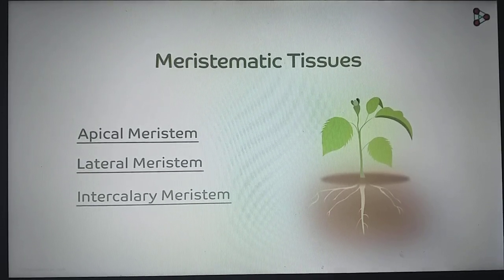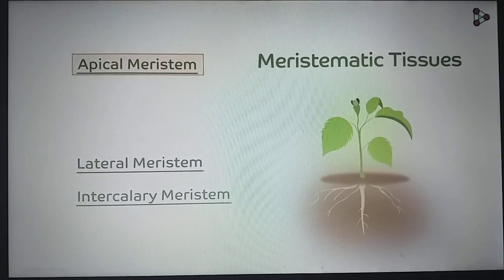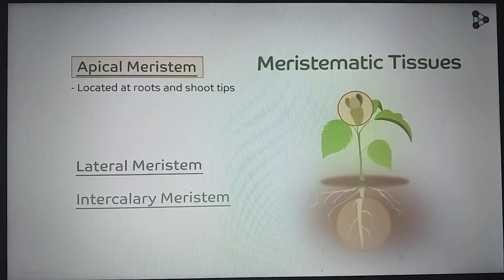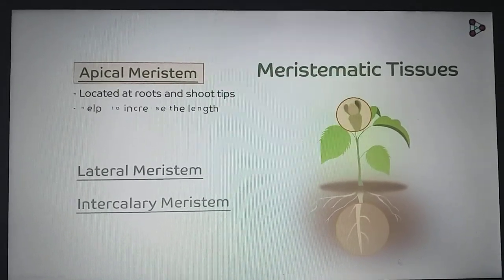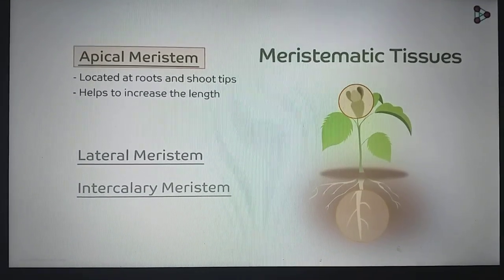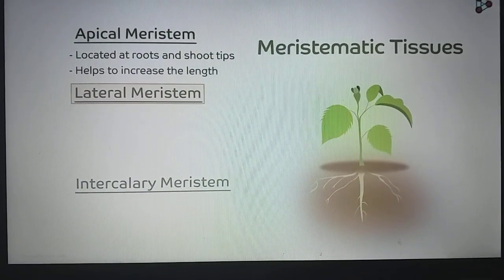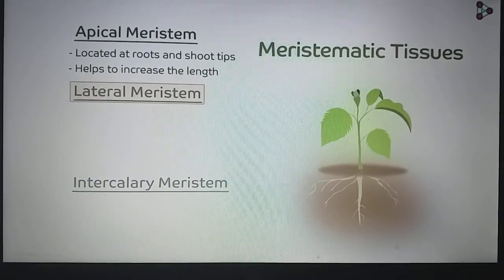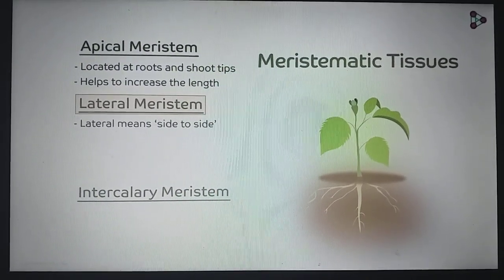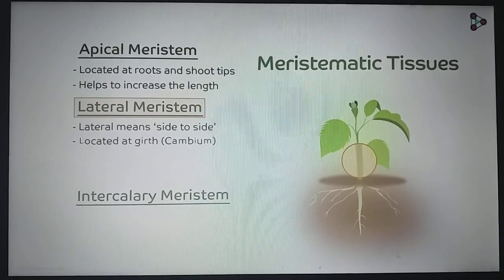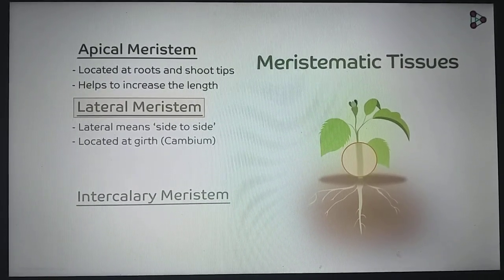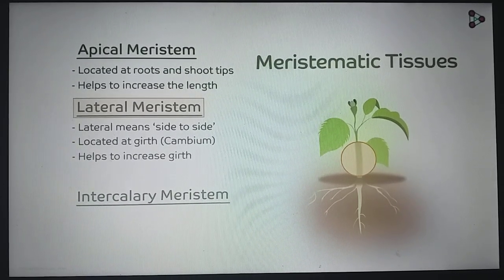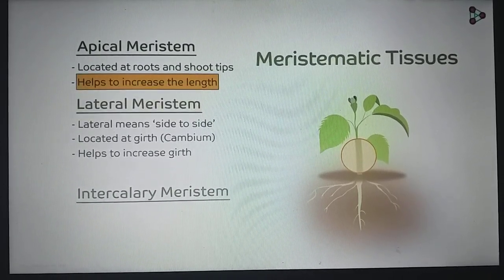Apical meristems are found in the growing tips of the stem and the roots. See in the video. These tissues divide and help to increase the length of the plant. Next is lateral meristematic tissue. Lateral means side to side, and it increases the girth of the plant. The lateral meristematic tissue divides and increases the girth of the plant. It is also known as the cambium of the plant.